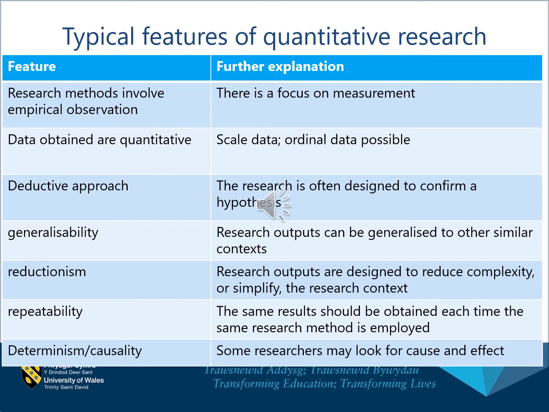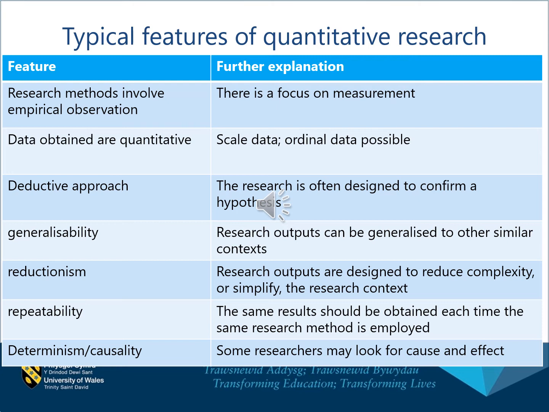We will now move on to consider some typical features of quantitative research. And first of all, the research methods used generally involve empirical observation, and there is a focus on measurement. The data obtained are therefore quantitative and very often use a scale, such as height and weight and temperature. Ordinal data are possible. That's the sort of data we get from a Likert scale in a survey.